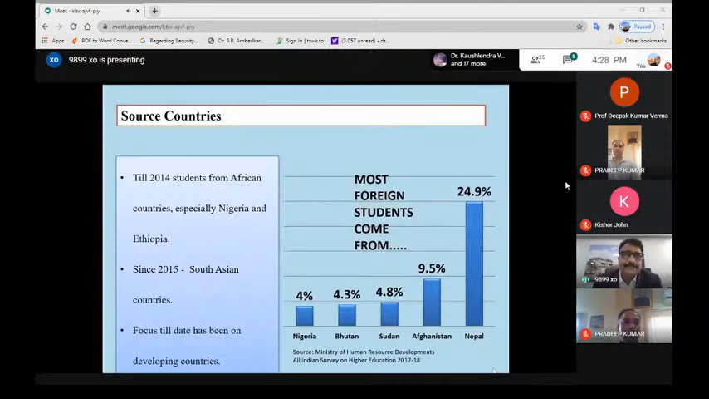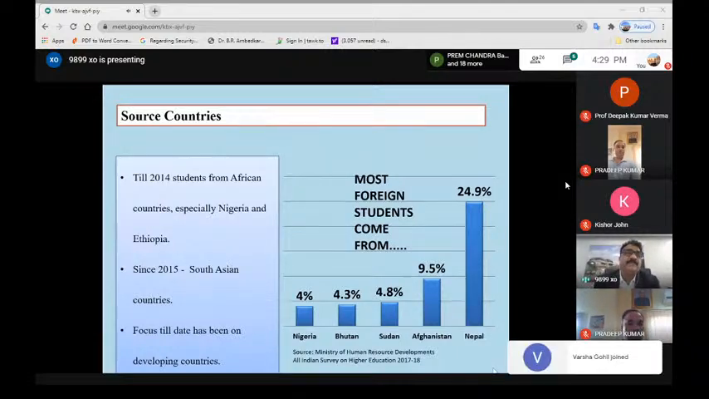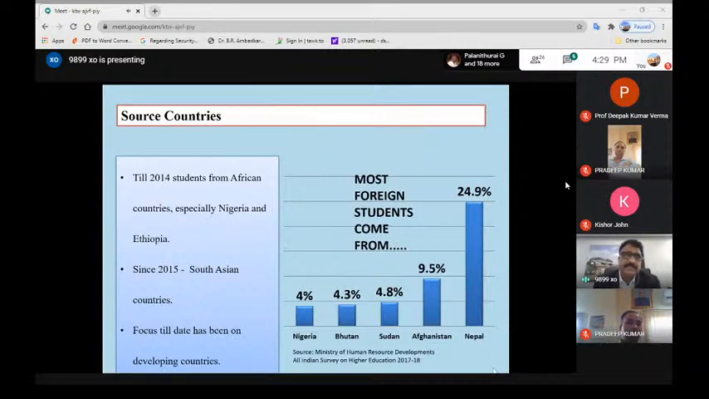Now, I said we have around 44,000 international students, but which students are we receiving, and how are we getting them? The Indian Council for Cultural Relations gives good fellowships every year to international students, particularly from Afghanistan, Nepal, Bhutan, as well as the Southeast Asian countries, and they are getting an education.